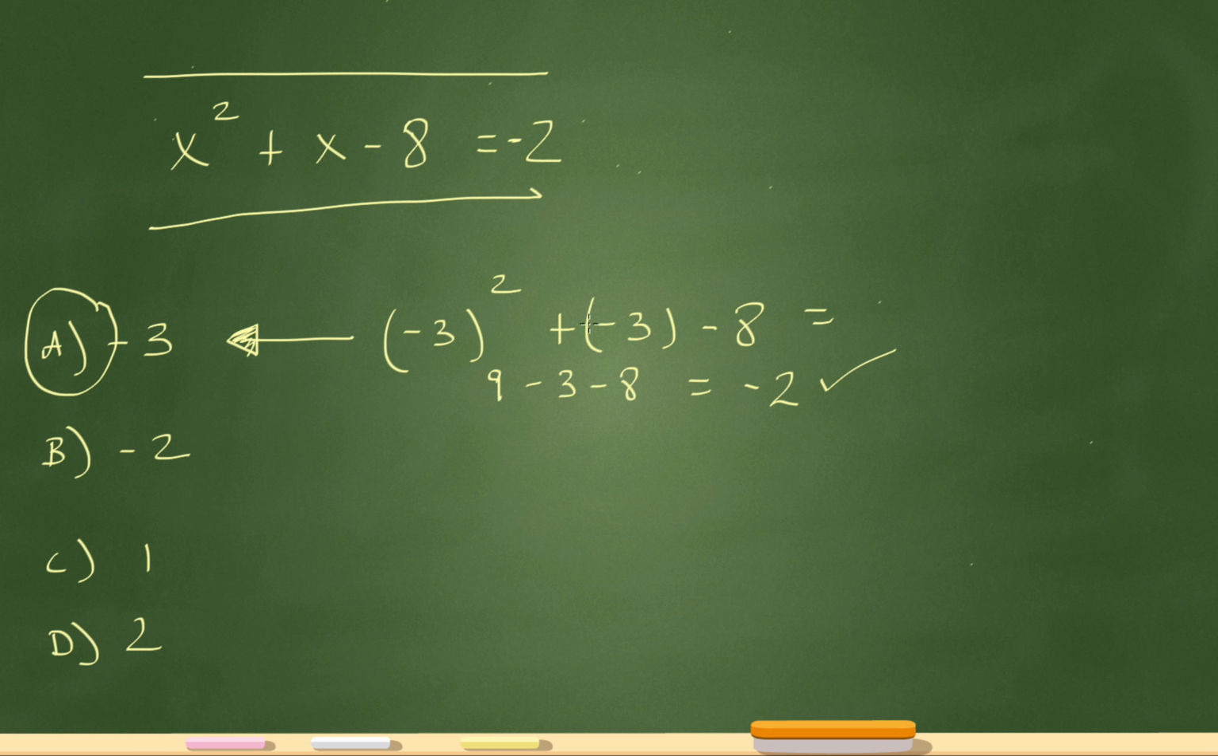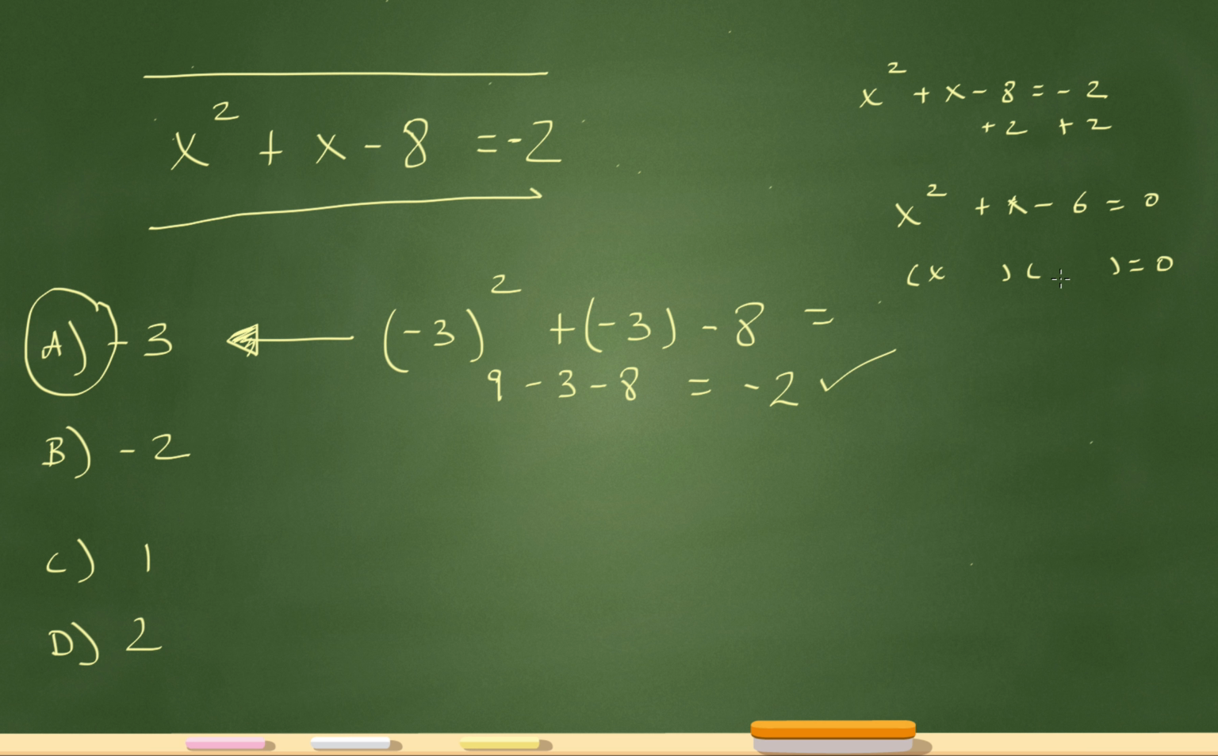So the first thing you want to do is set this equal to 0. So let's do it over here. If I have x squared plus x minus 8 equals -2, I'm going to add 2 here, add 2 here. So that will bring me to x squared plus x minus 6 equals 0. Now what we want to do is factor it out like this.